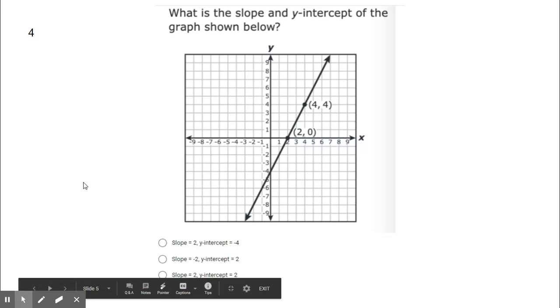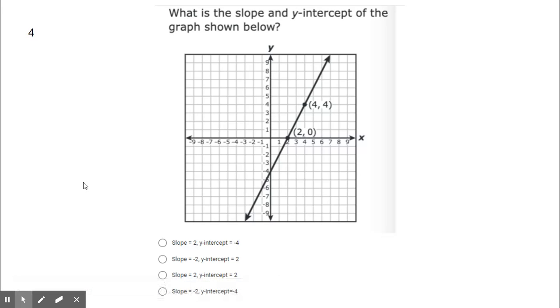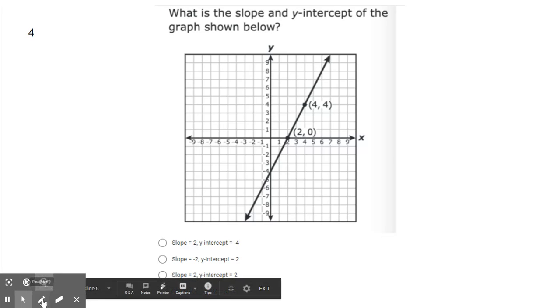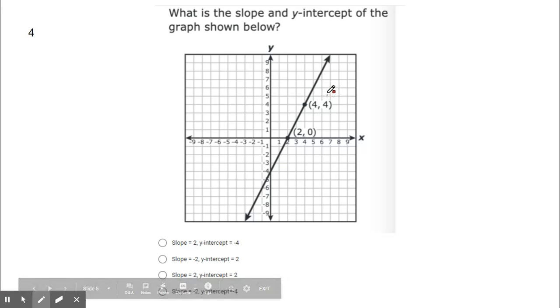Number 4, what is the slope and y-intercept of the graph below? So we're looking for both the slope and the y-intercept. Y-intercept's usually the quicker one to find because, again, it's wherever the line that they have crosses this y-axis. So the y-intercept, it actually crosses down here.